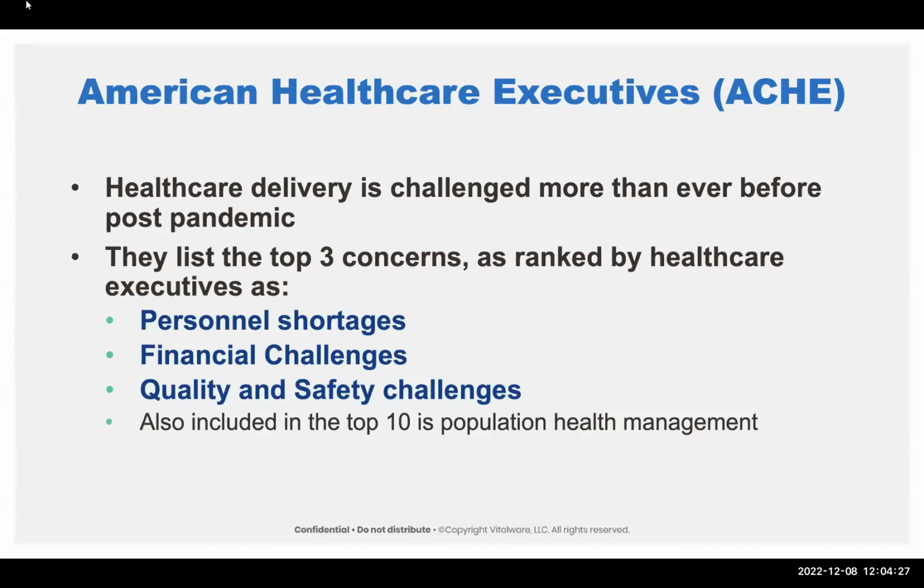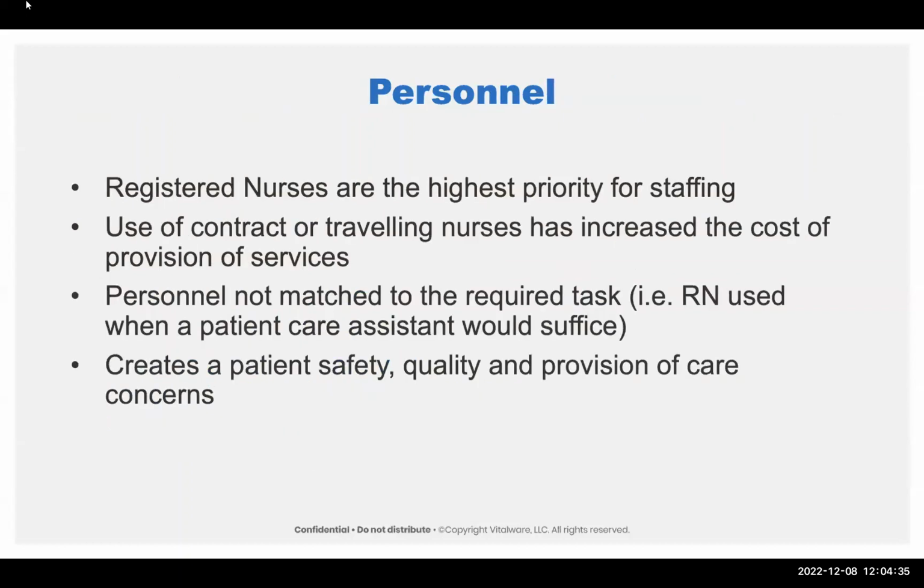These are also in the top 10 of the CEOs, as is a focus on population health management. When we look at personnel, their biggest personnel issue is nursing shortages, and they're paying top dollar right now to get per diems and traveling nurses and what have you. So this is not sustainable. The use of these has increased the cost to provide services significantly.